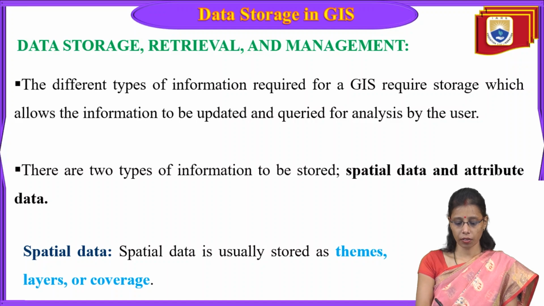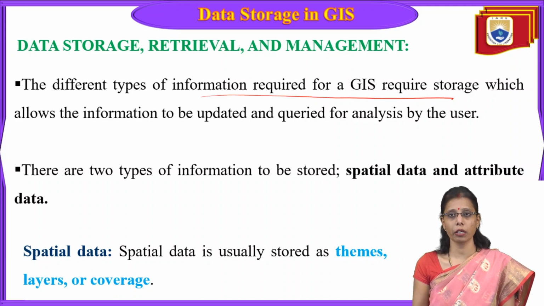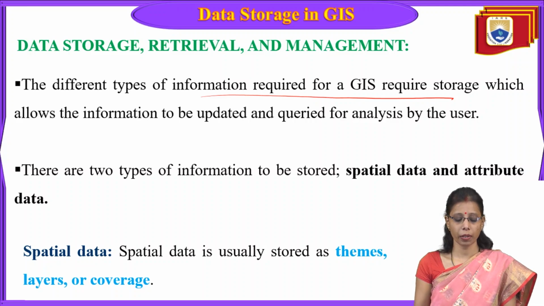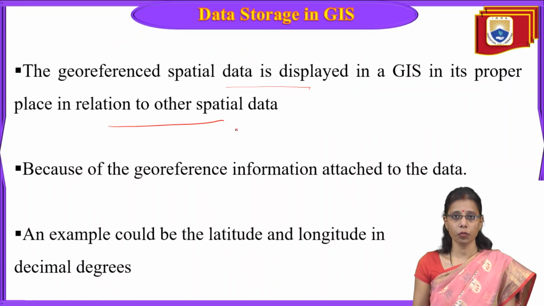Now, data storage, retrieval, and management. How do we store the data? How do we retrieve and manage it? The different types of information required for GIS require storage, which allows the information to be updated and queried for analysis by the users. There are two types of information stored, spatial and non-spatial. Like with georeferencing, spatial data is displayed in a GIS in its proper place in relation to the other spatial data.